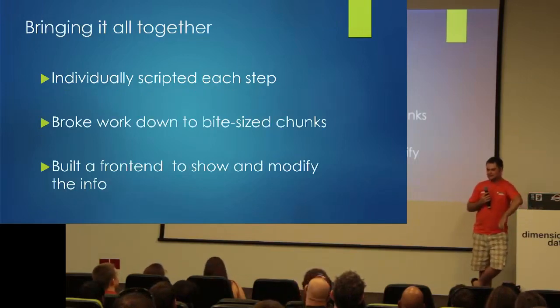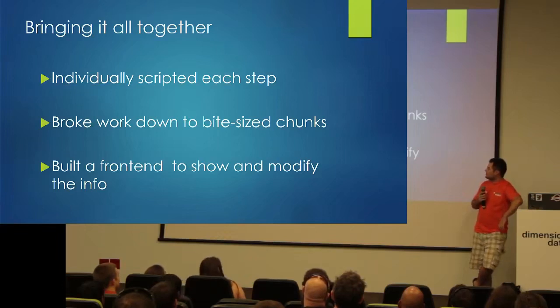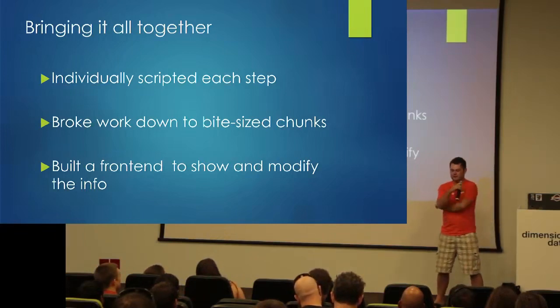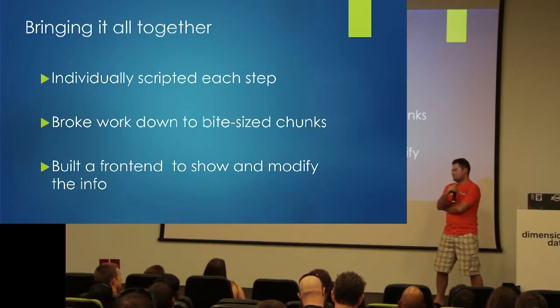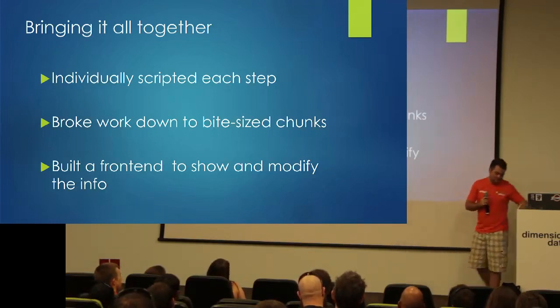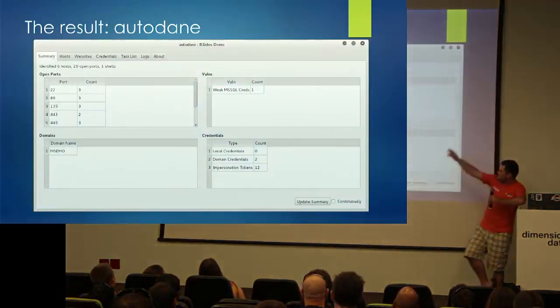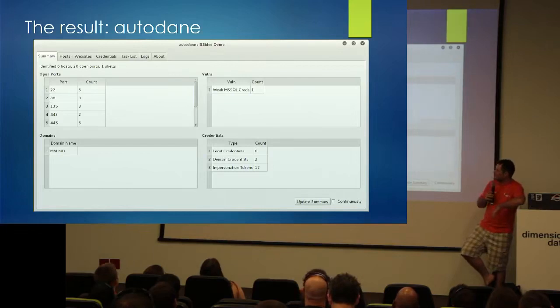So over time, I've tried to identify the things that I do, and I've tried to script each step so that I can run it with minimal effort from me. I try to break down the work so that things happen with net ranges instead of entire scopes. And eventually, over time, I've come up with this, my tool. It's called AutoDANE, which stands for Automatic Domain Administration and Network Exploitation.